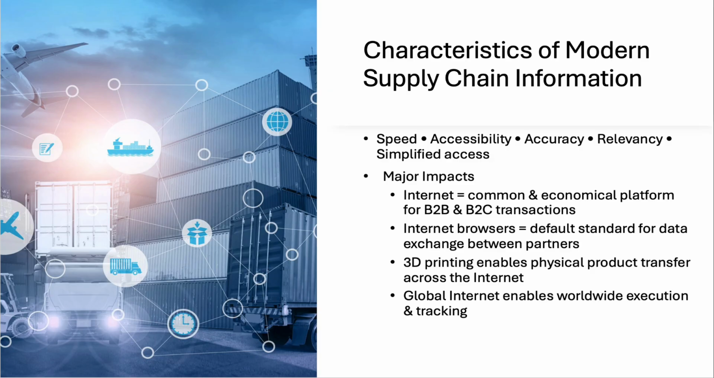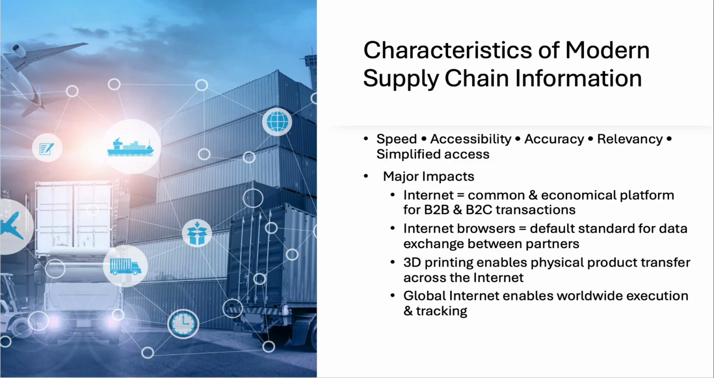Accessibility means information should be available to the people who need it. This may include managers, warehouse workers, salespeople, suppliers, carriers, and customers. Accuracy is essential because poor information leads to poor decisions. If inventory records are inaccurate, a company may promise products it cannot deliver or produce items it does not need.